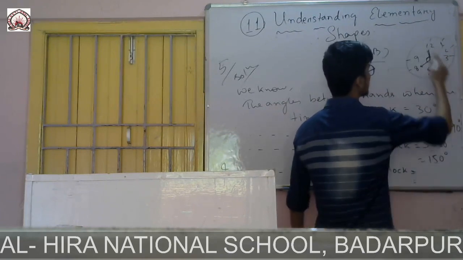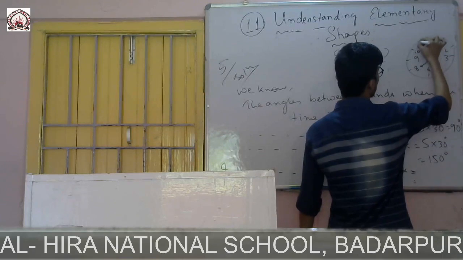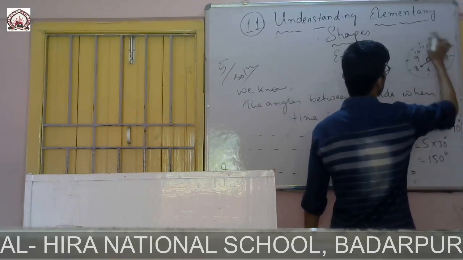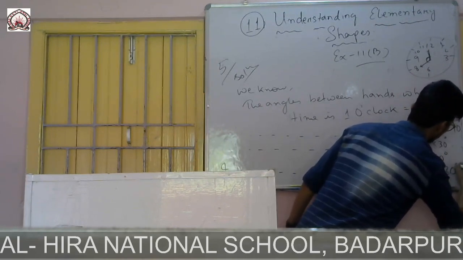And if I take this side, then how many angles? From 8 to 9, 1. Then from 9 to 10, another 1. And then 10 to 11, 1, 2, 3, 4. That means 4. So for 8 o'clock, we will find 4 into 30.